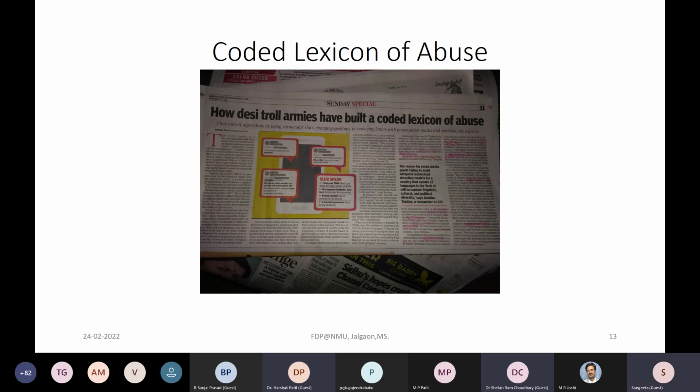Well, these are a coded lexicon of abuse. Again, in the papers, which you all must have read, these are Desi troll armies, and they are building such coded lexicon so that no one can catch them, because we have several languages. This is a big NLP question, which you all can try to solve. Those who are NLP lovers, Twitter's data science algorithms cannot catch such slurs, and that's why there is so much trolling happening. I hope you understood these 3 examples.